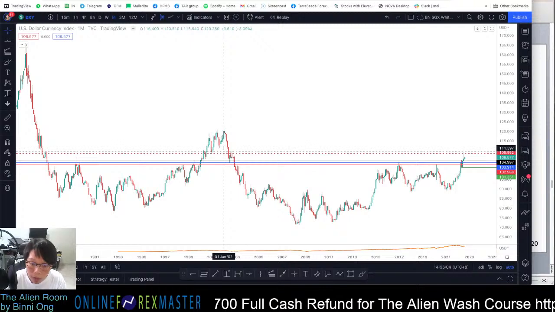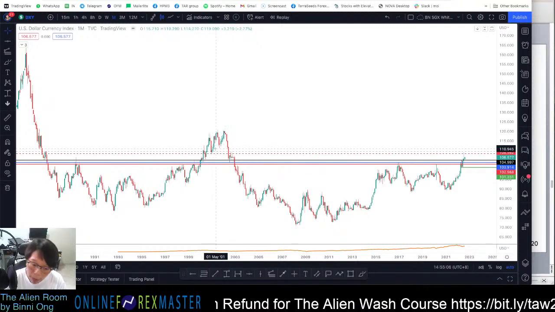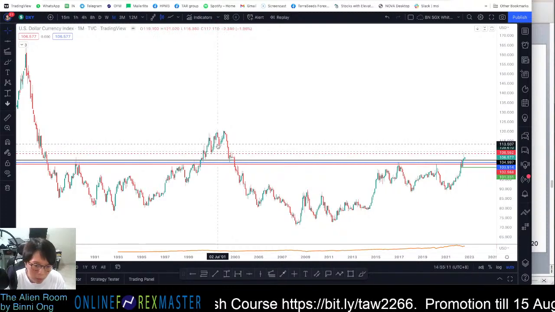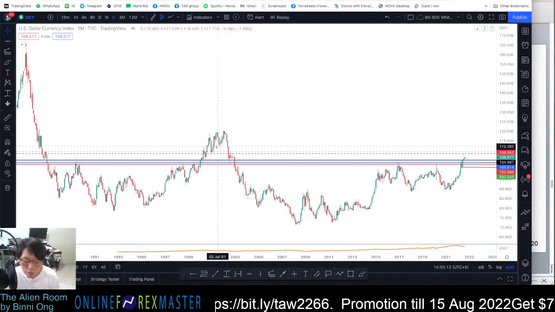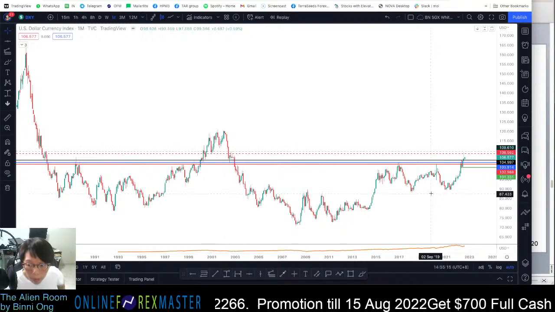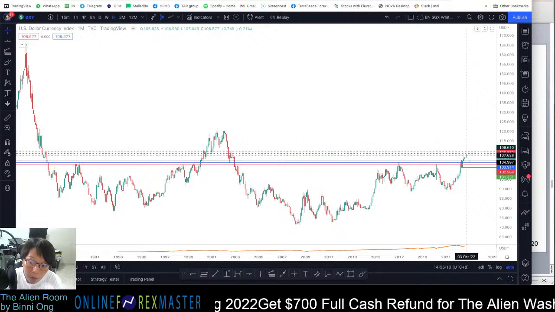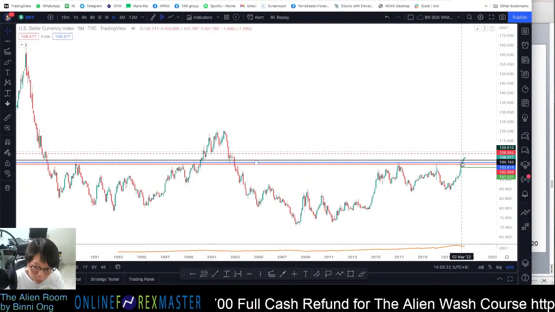If you have been trading earlier, then you know that 111 back in 2001, 2002, about 20 years ago, was really a very important number. But so far we are expecting that it's probably hovering around here. So that's for the dollar index.